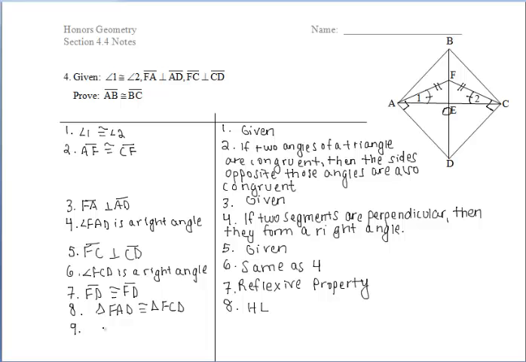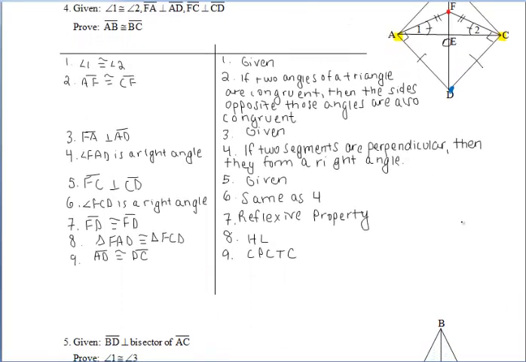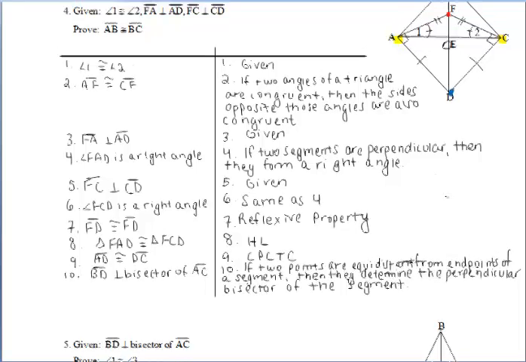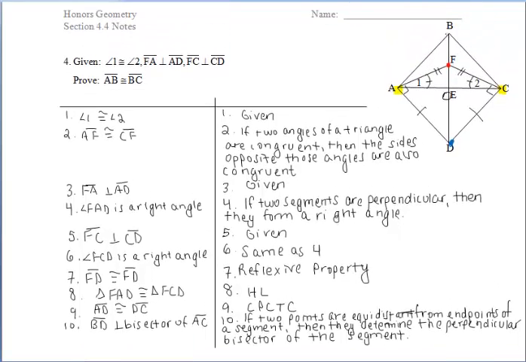Now, in the end, we want to prove two segments AB and BC congruent. So if we can get a perpendicular bisector, we'll be in pretty good shape. Well, we know that F was already equidistant from the endpoints A and C. But using CPCTC, we can say that segments AD and DC are congruent, which would then make the blue point D also equidistant from the endpoints of the segment AC. So if we connect the blue and red dots, we get that BD is the perpendicular bisector of AC.